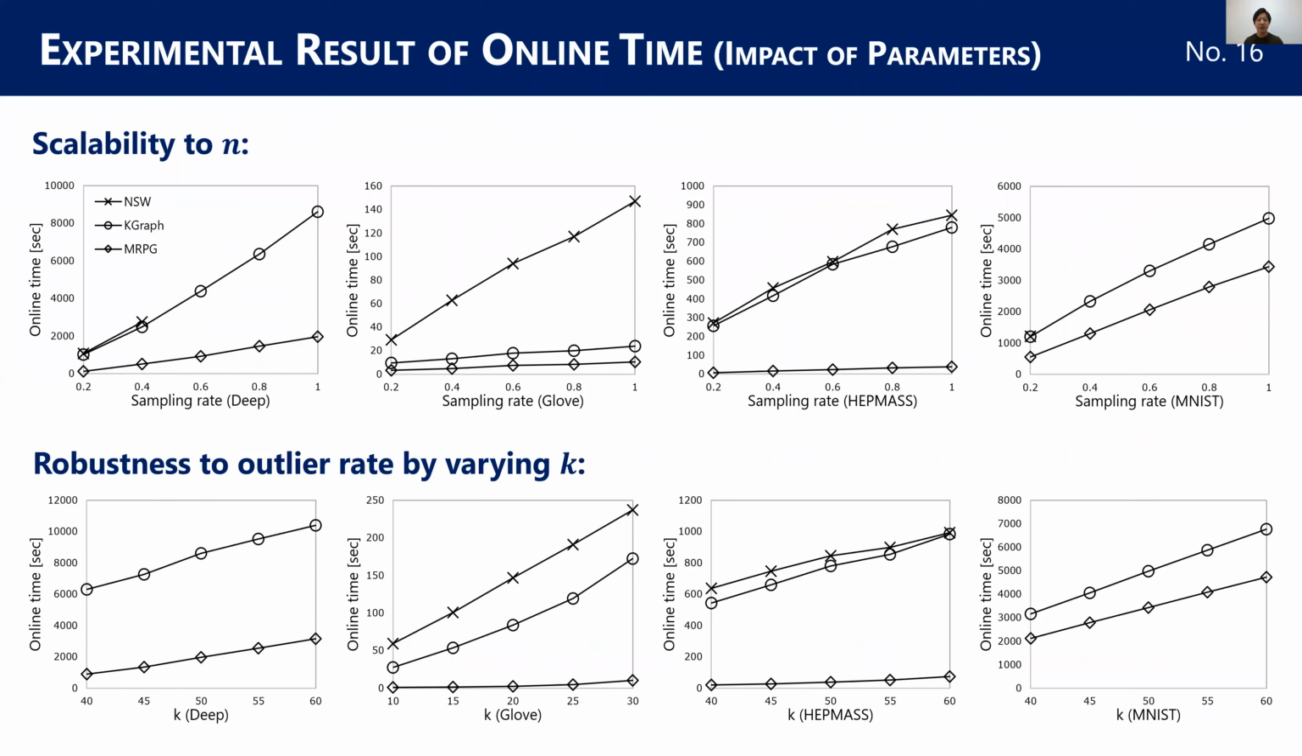These figures show the scalability to the data size and the robustness to outlier ratio. We do not show the results of the state of the art because they are slower. In all tests, MRPG is best.